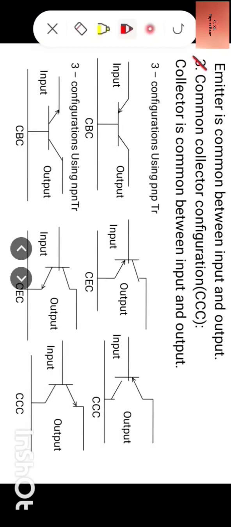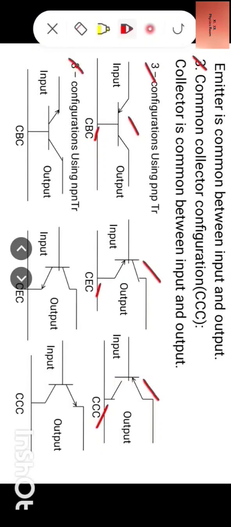Now we are to draw the three configurations of a transistor using PNP transistor as well as NPN transistor. So let us draw three configurations using PNP transistor. So this is common base configuration, this is common emitter configuration, this is common collector configuration. In common base configuration, base is common between input and output. In common emitter configuration, emitter is common between input and output. In common collector configuration, collector is common between input and output.